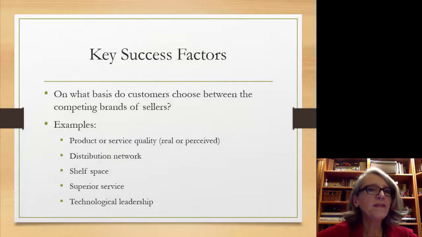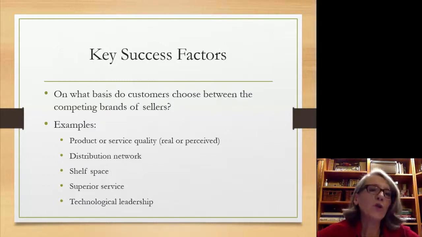I would like to draw your attention to the concept of key success factors. So there are three things that you need to identify at the end of your external analysis: opportunities, threats, and key success factors. What are they? They are the reason why customers will choose between competing brands. See the examples that are listed there: product, service, quality, distribution network, and so on.